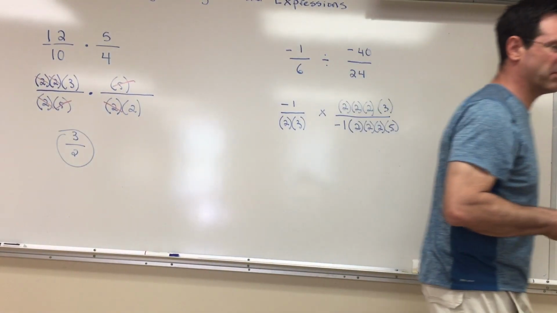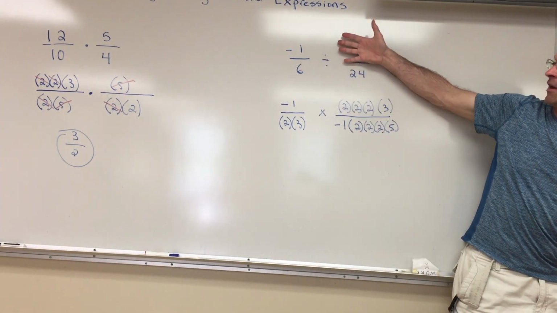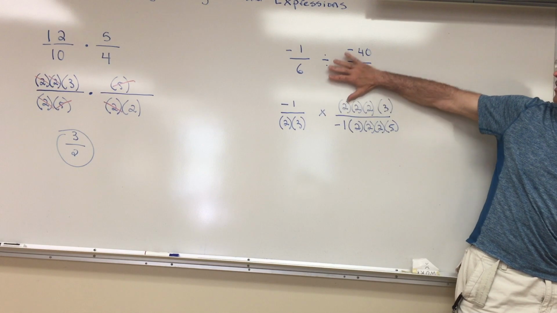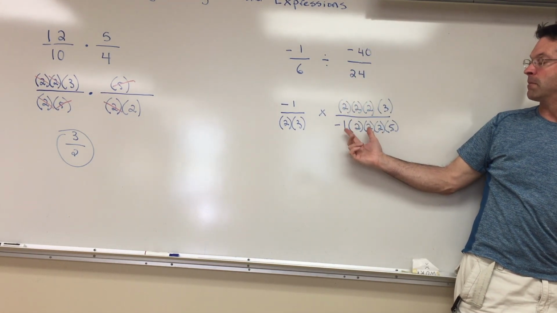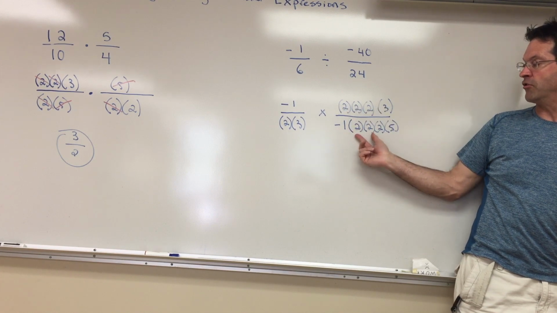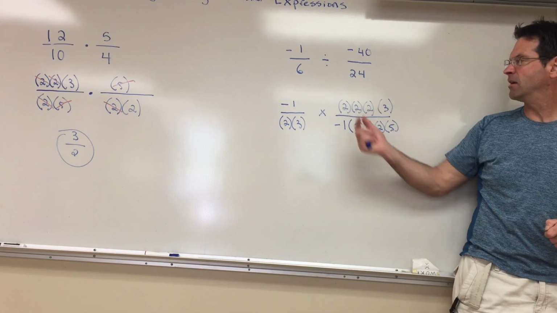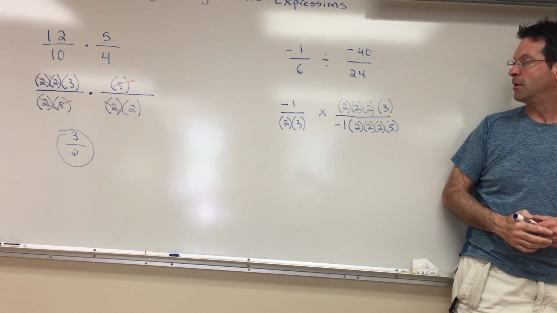Now, it's similar with division as well, dividing fractions, do you remember? We flip the second one and change it to multiplication, and that's all I've done, is flip the second one, so it would have been 24 over negative 40, and I expressed the numerator and the denominators as products of prime factors. I even took the negative 1 out of 40 as well.